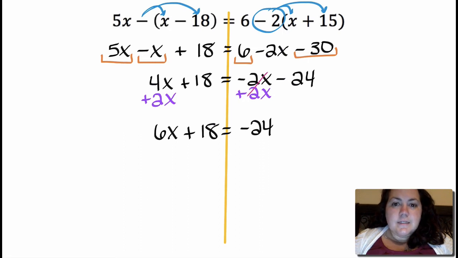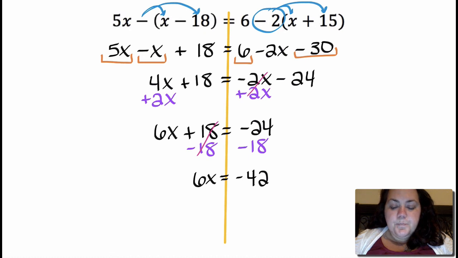I want to get x by itself. So I'm going to have to get rid of that 18 by subtracting 18 on both sides. That gives me 6x equals negative 42. I'm going to divide both sides by 6 so I can get x by itself. And I get x equals negative 7.